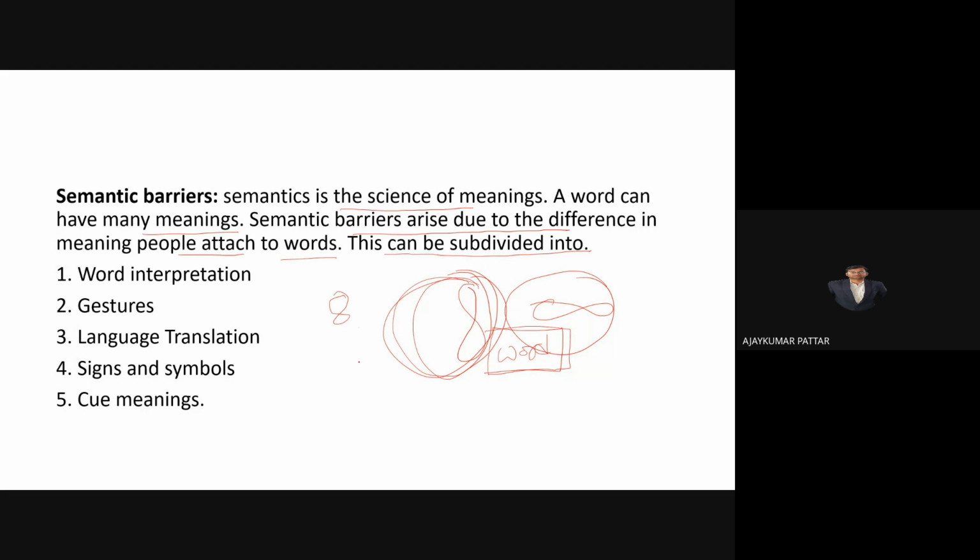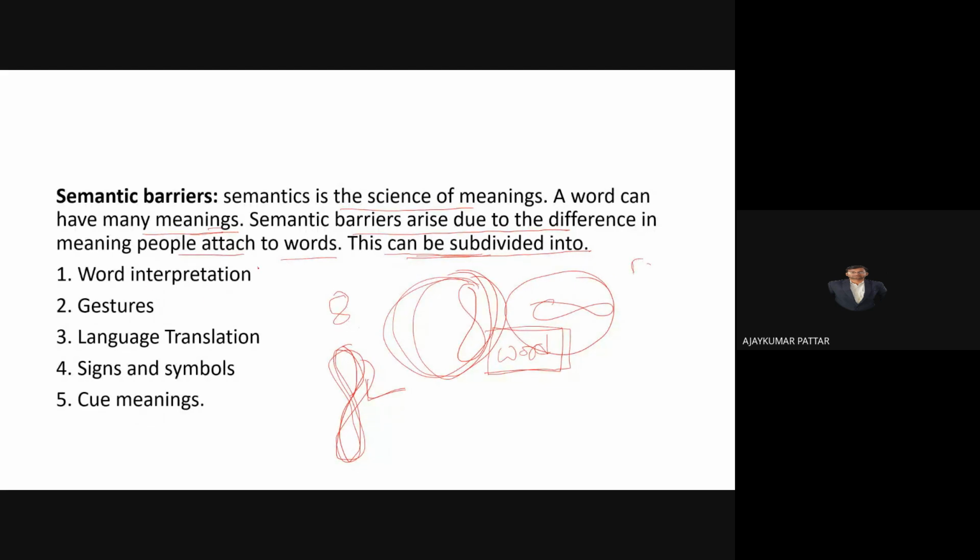Sometimes if I write like this, it will be 8, whether it is 8 or infinity or another symbol. So this is called semantics. The word can have many meanings, or the receiver will be confused. That type of barrier is called a semantic barrier.